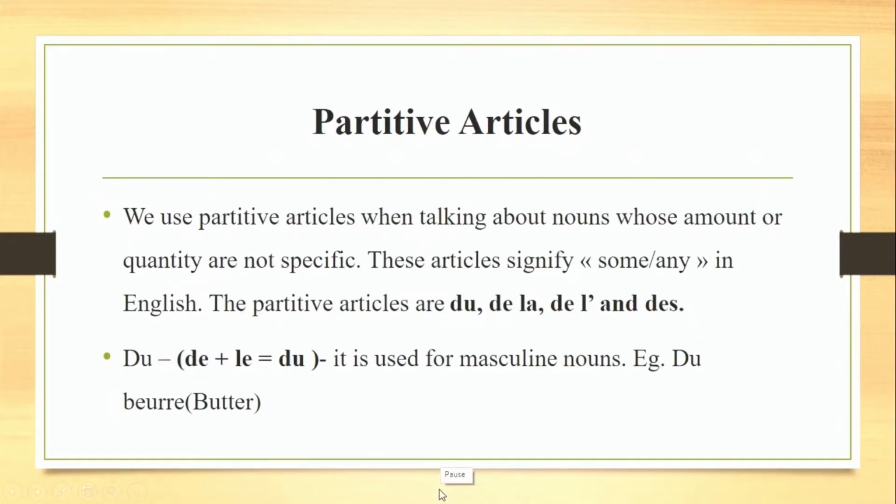Now let's talk about partitive articles. Partitive articles are used when talking about nouns whose amount or quantity are not specific. So in English, partitive articles signify some or any. In French, the partitive articles are du, de la, de l', and de. Du is obtained with a combination of de and le, so it is used for masculine nouns.